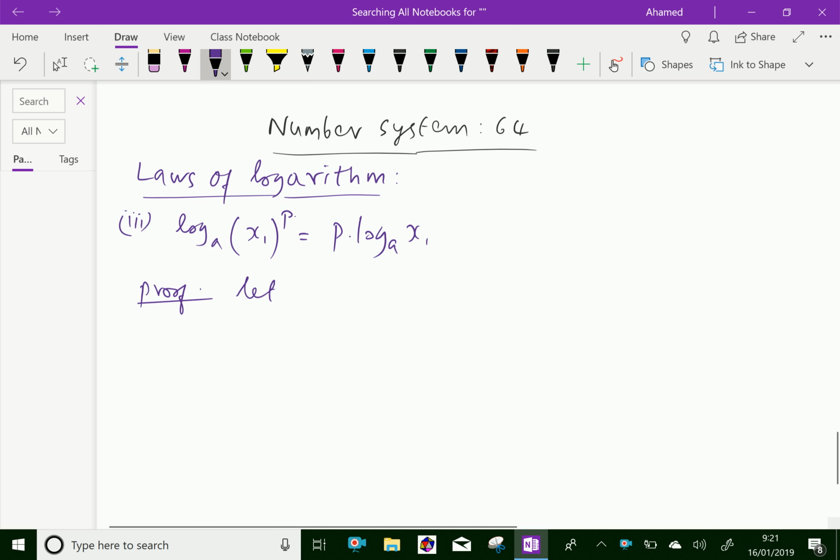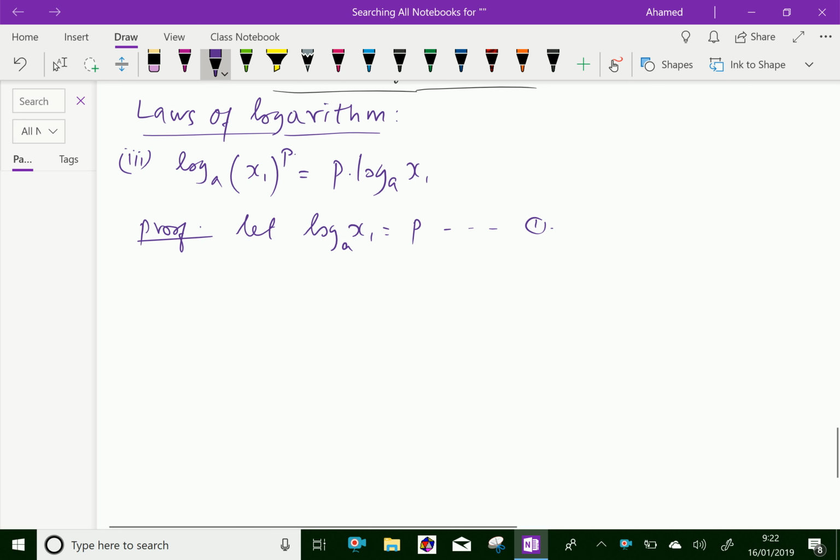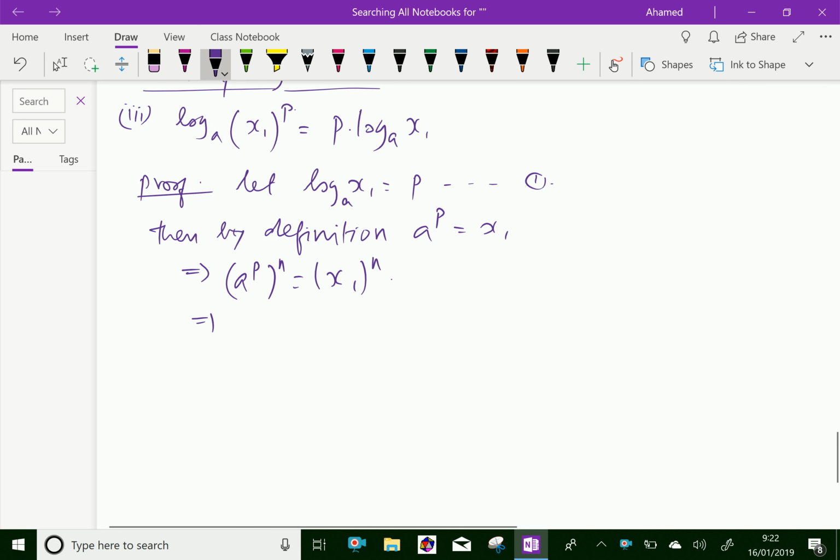Let log of x1 base a equal p, let it be 1. By definition, you can say a power p equal x1, which gives a power p power n equal x1 power n. Now we know that a power p power n is a power pn, a power pn or a power np. a power np is equal to x1 power n.